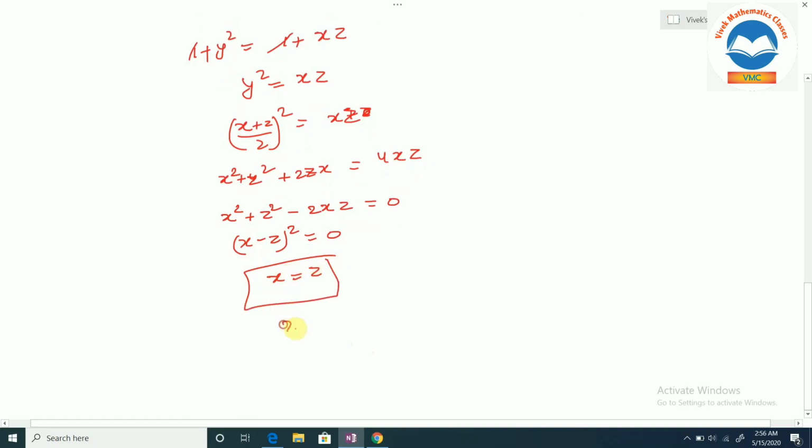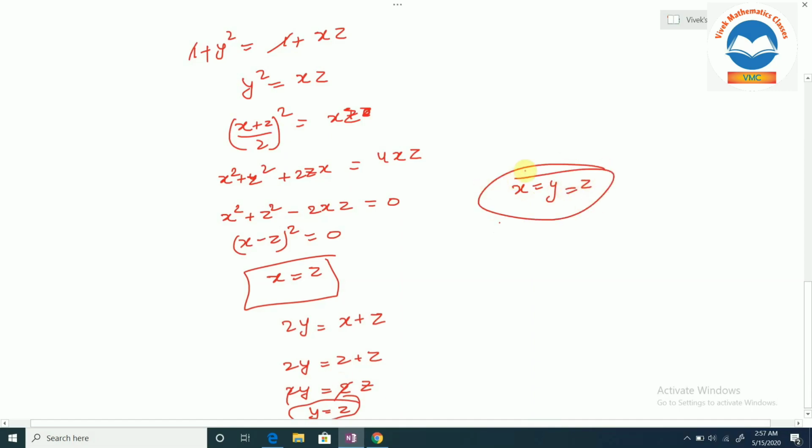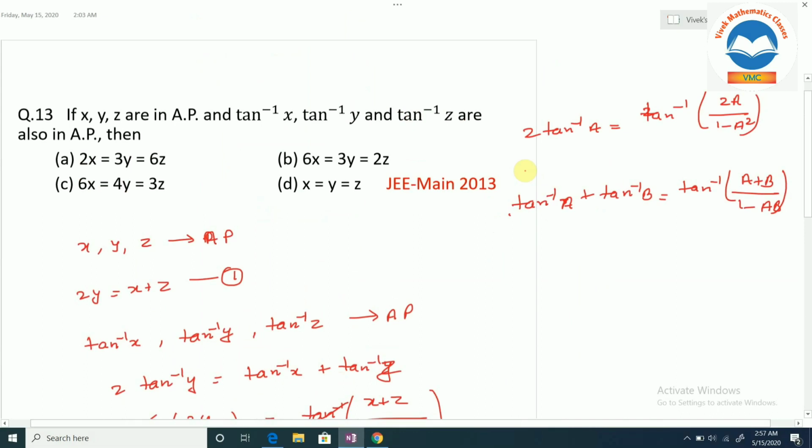Now we know that 2y equal to x plus z. So substitute here, in place of x we will write z. So this 2y will be equal to z plus z. So this 2y will be equal to 2z. So this 2 and 2 will be cancelled out. y will be equal to z. What does it mean? Already we are getting x equal to z and y also is equal to z. It means x equal to y equal to z. All three are equal to each other. Fourth part will be our answer.